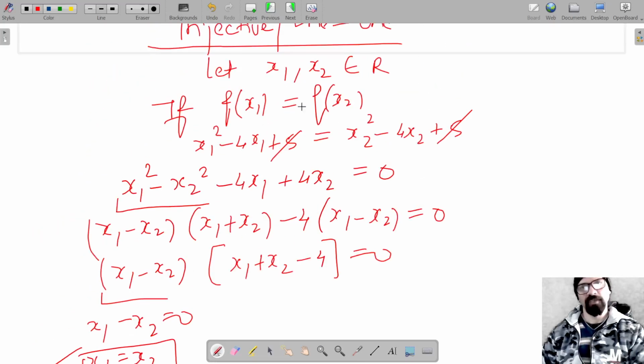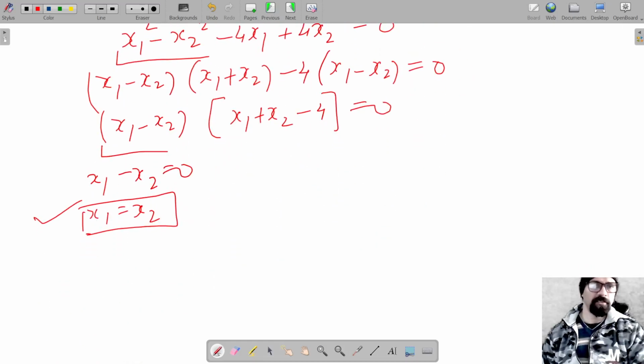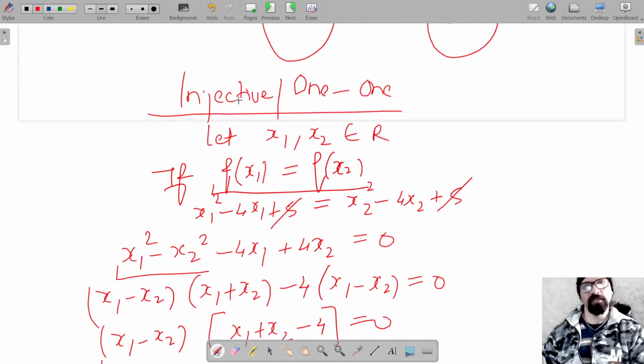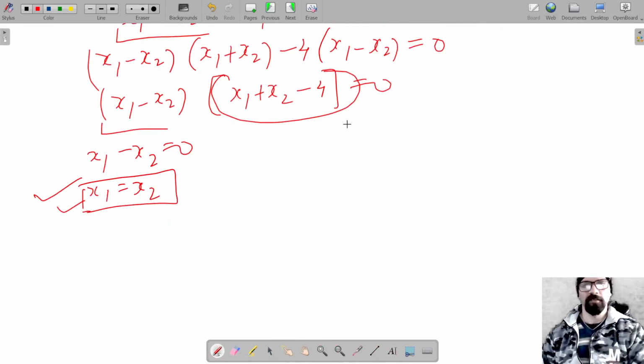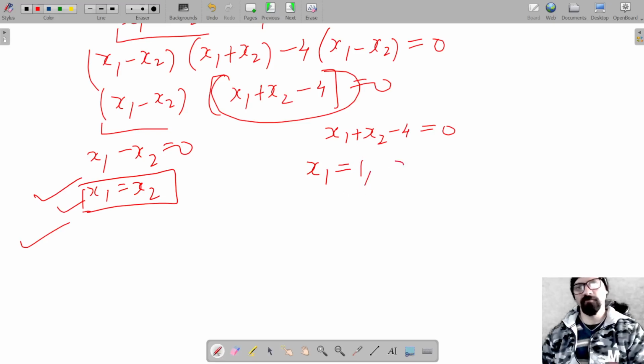So in this case, if the images are the same, then the elements are also the same. That means each element has a unique image. But let's also discuss this case. Here we are getting that the function is 1 1, but it should be true for every case. So let's put x1 is 1, which gives x2 is equal to 1 minus 4, which is negative 3, so x2 is equal to 3.